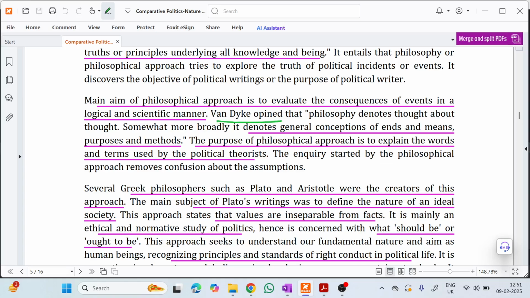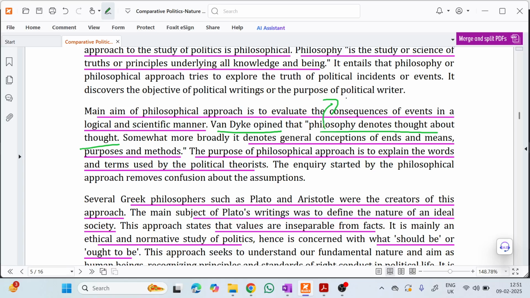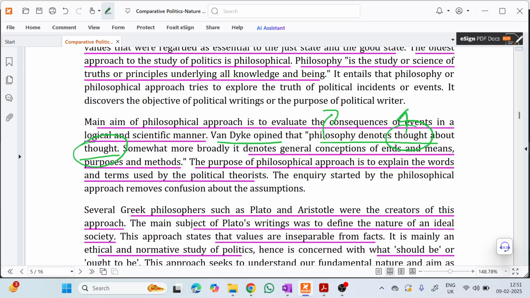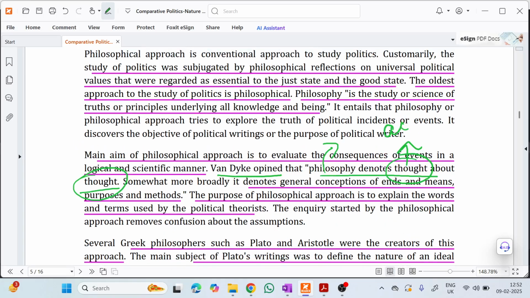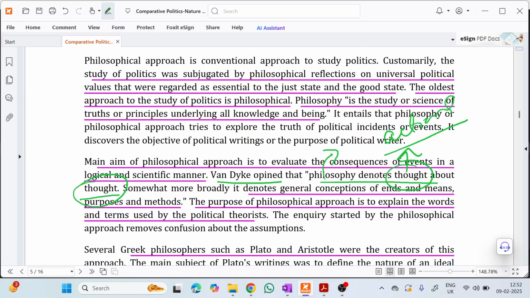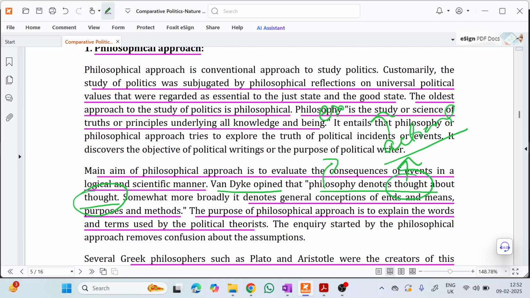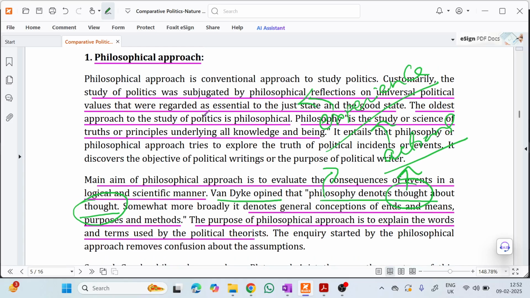Then, Van Dyke opined that philosophy denotes thought about thought. So philosophy, as I've said, is the study of knowledge, the study of principles that govern knowledge. In that way, it is also a study about thought. Here, the thoughts being talked about are the thoughts that breed actions, and those actions lead to experiences in the form of outcomes and consequences, and those experiences lead to knowledge.